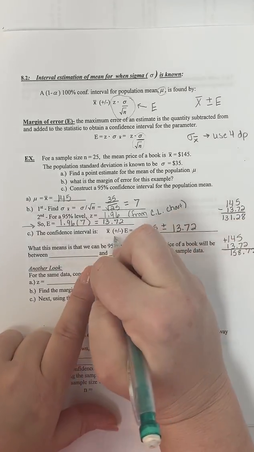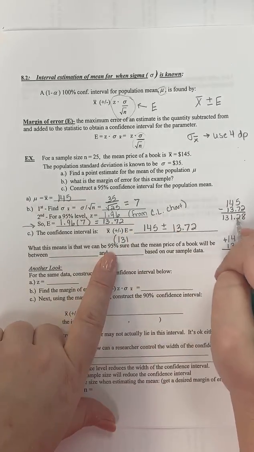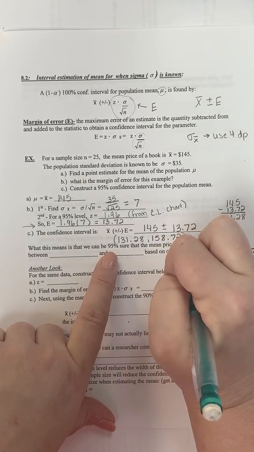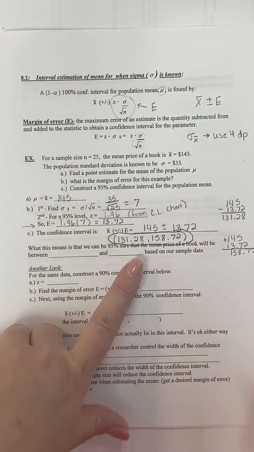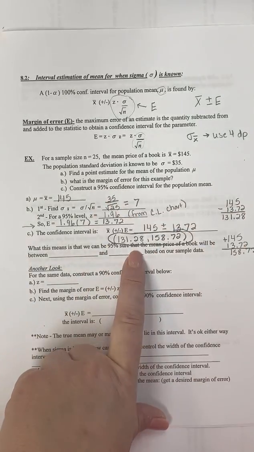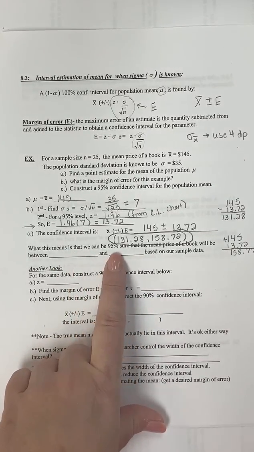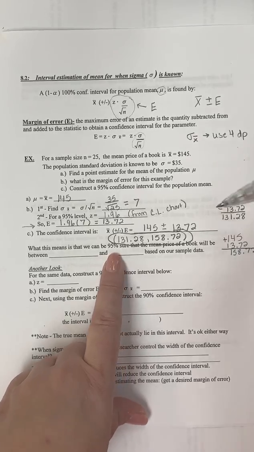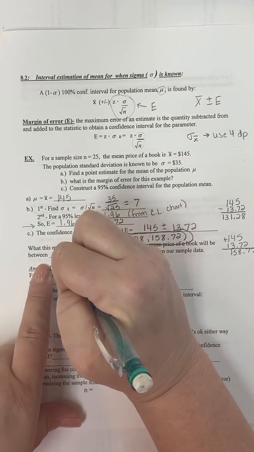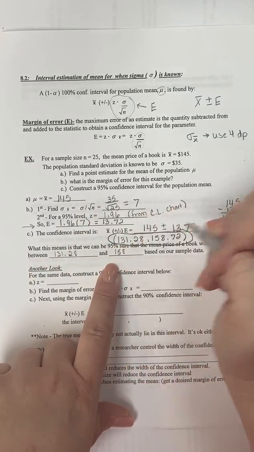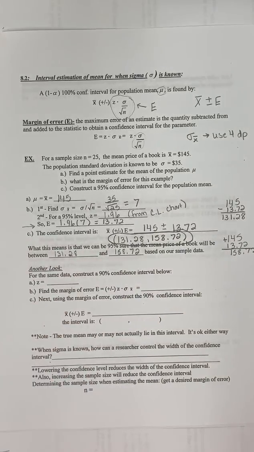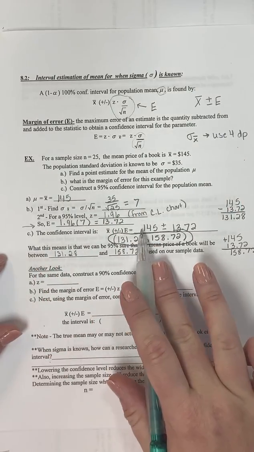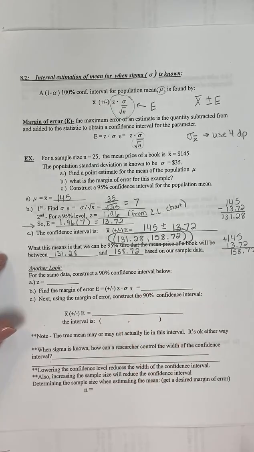So my final interval, my answer, is going to be that smaller value, 131.28, comma the larger, 158.72. This is the answer I'm looking for. This is the 95% confidence interval that I'm looking for. So what this means is that we can be 95% sure, because that's the Z we used, that the mean price of a book will be between $131.28 and $158.72. And there we go. Okay? So, point estimate, margin of error, point estimate plus or minus margin of error, there's your interval.